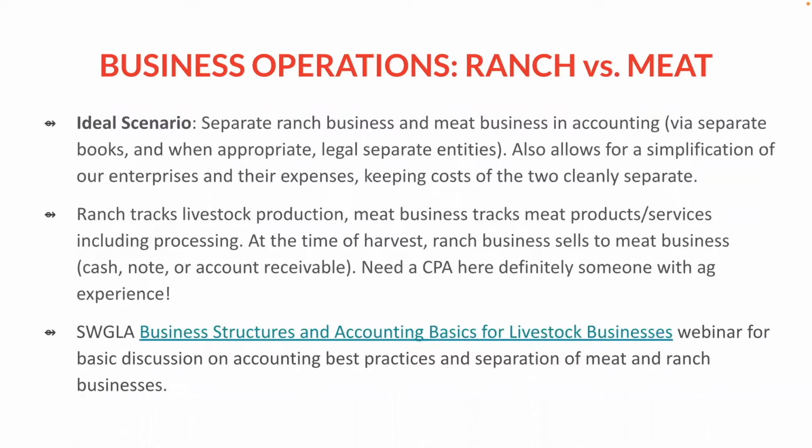So here's an ideal scenario. The ideal scenario is that you separate your ranch business from your meat business inside of your accounting by keeping separate books. That doesn't mean you necessarily have to have separate legal entities, but you may, and that actually depends on the whole context of your business and personal world. So we're not going to get into whether you need separate legal entities. The cleanest and easiest way to do things, especially from a tracking of costs, which are very different in a livestock operation than in a meat operation, is to separate your books.